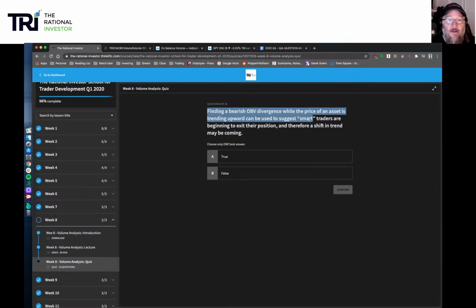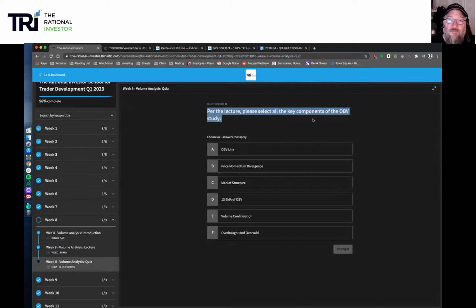And then finding a bearish OBV divergence while the price of an asset is trending upwards can be used to suggest that smart traders are beginning to exit their positions and therefore a shift in trend may be coming. That's true. That's what we're looking for.